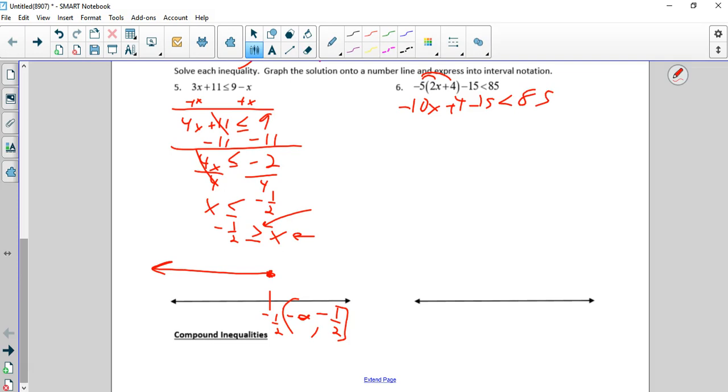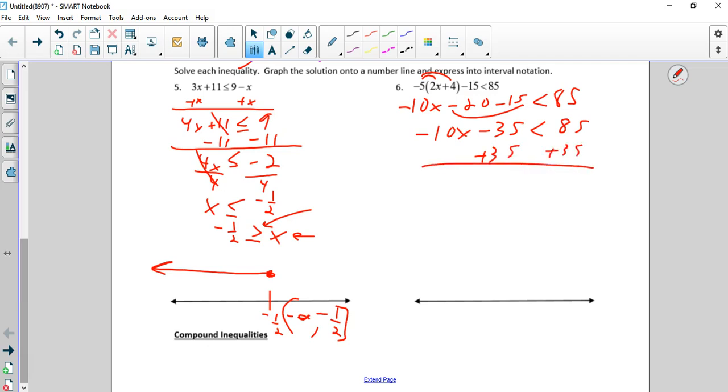Okay, so now I'm going to combine like terms. 4 minus 15. Oh, look what I did. I caught myself. I drew the lines, but I did not distribute. Negative 10x minus 20 minus 15 less than 85. So you probably already caught that, and that's fine. I combine like terms and get negative 10x minus 35 less than 85. I'm going to add 35 to both sides and get negative 10x is less than 120.